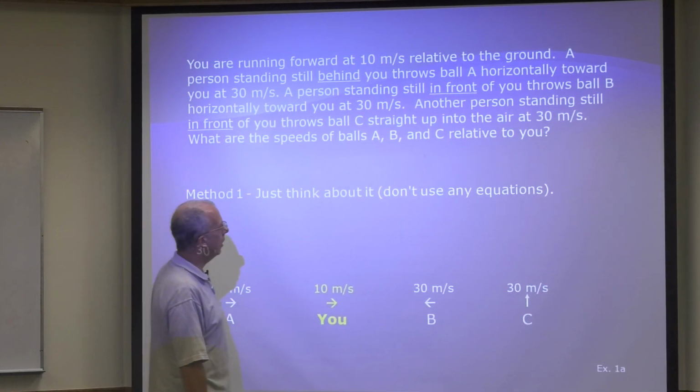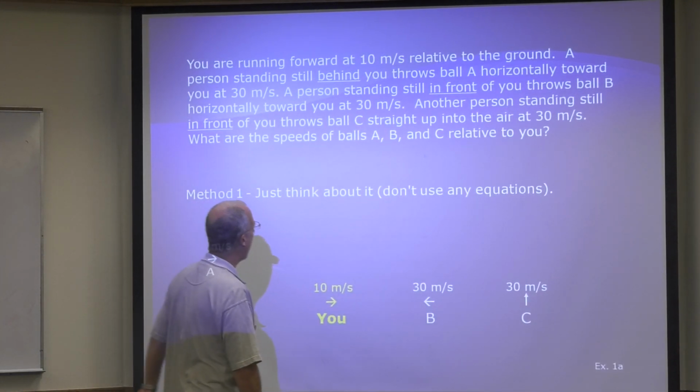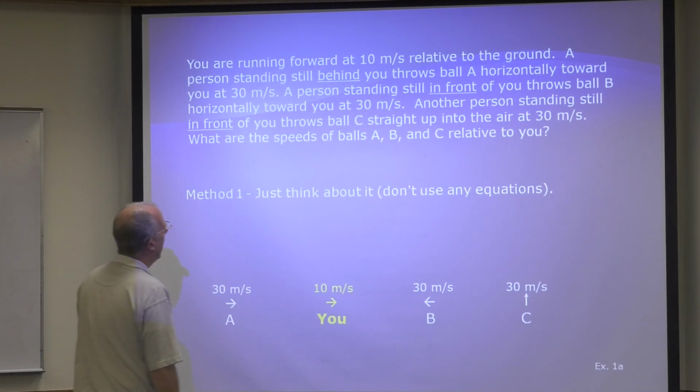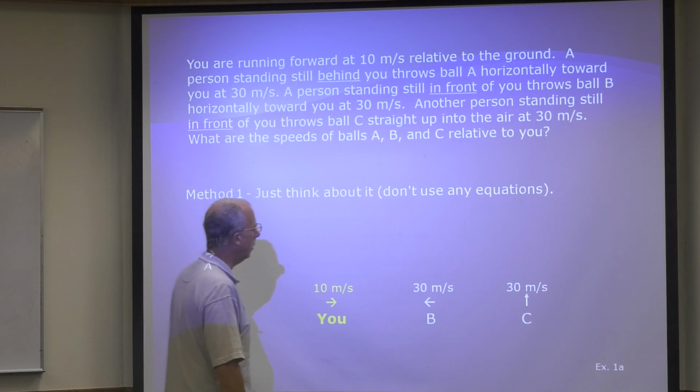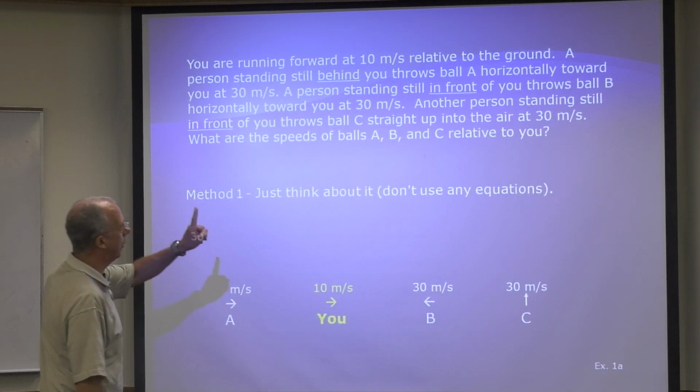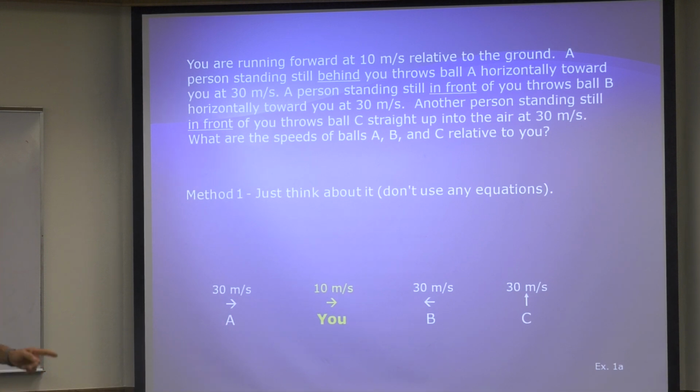A person standing still in front of you throws ball B horizontally towards you at 30 meters per second. Another person sitting still in front of you throws ball C straight up in the air at 30 meters per second. What are the speeds, not velocities, the speeds of balls A, B, and C relative to you?